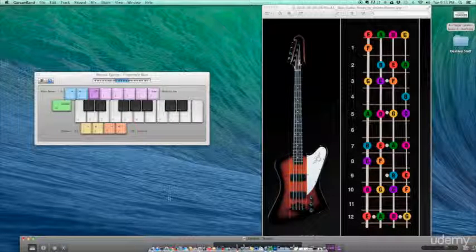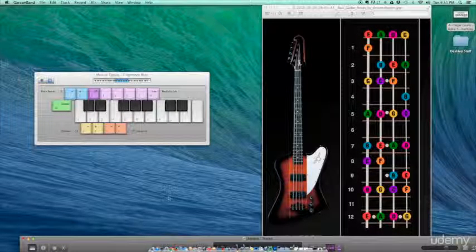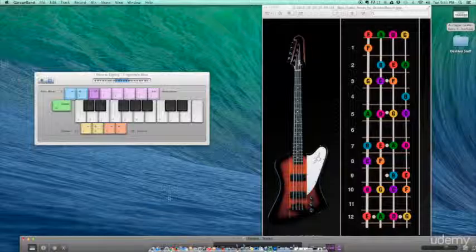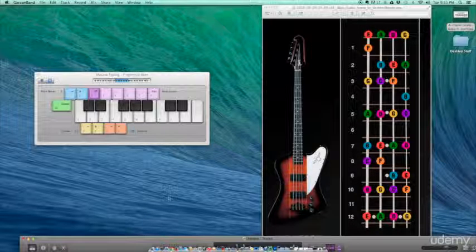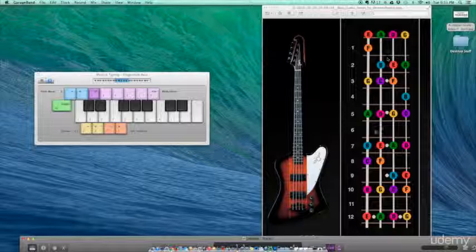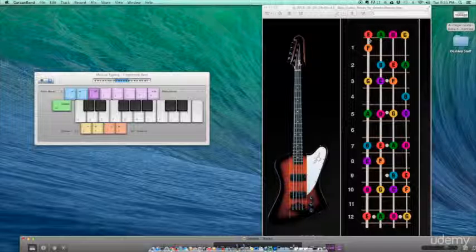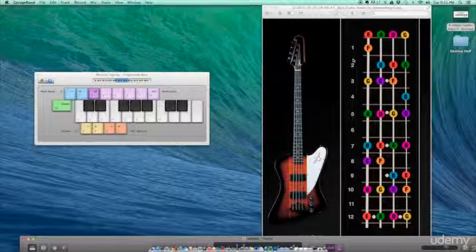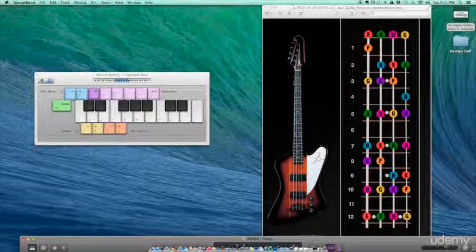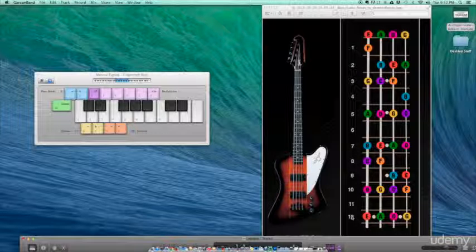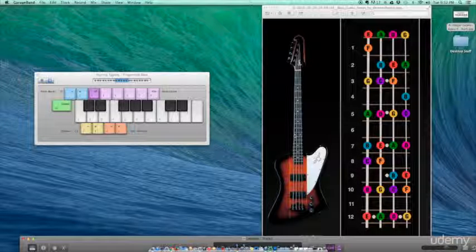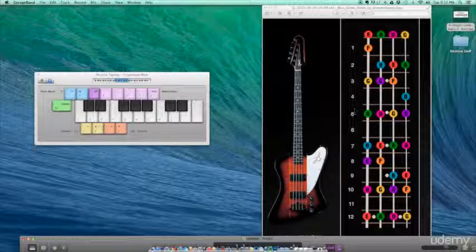I want to start by going over a quick overview of the strings and the frets and the notes of the bass guitar. On my right over here, I have an illustration of a bass guitar, and then over here are the frets. This section is the frets of the guitar, meaning that the first fret would be right here, the second fret would be right there, and so on, all the way up to the 12th fret, which is the one with the 2 dots on it. Okay, so these are the frets right here.